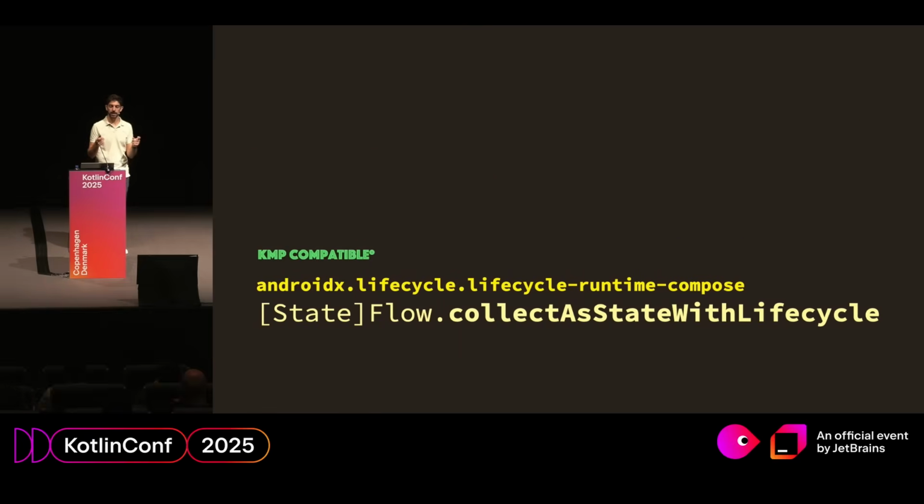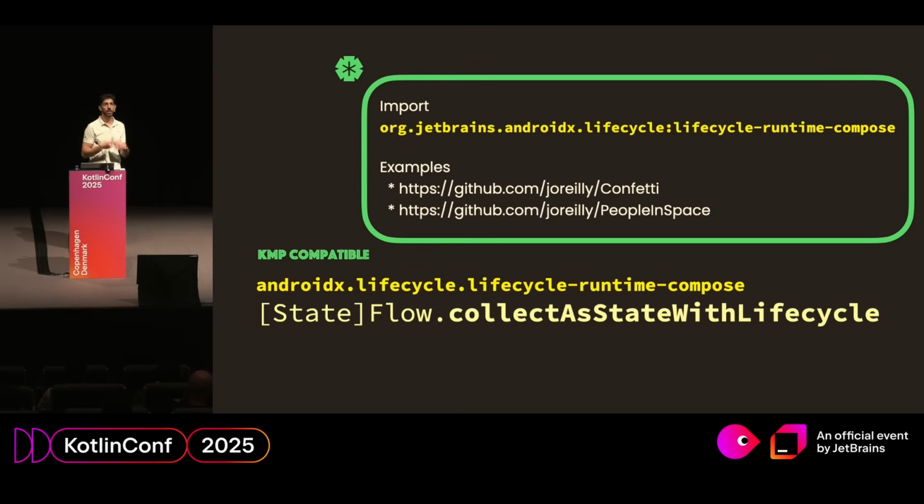Earlier, I said that this API, collectAsStateWithLifecycle, is KMP, Kotlin Multiplatform compatible, with a caveat. This is because you need to import the JetBrains version of Lifecycle runtime in Compose. And if you want to see these APIs in action, you can see the project from John O'Reilly. It's over there. Thank you for coming. Confetti, People in Space: these are great Kotlin Multiplatform examples that are following the best practices.